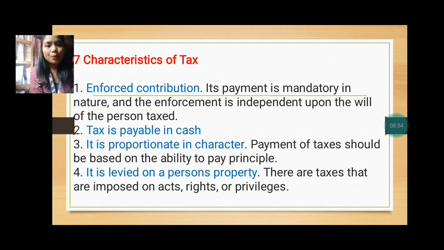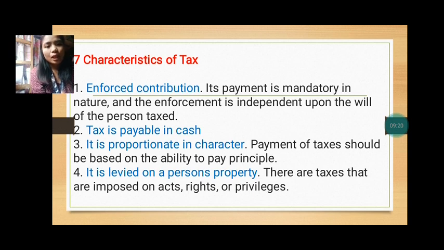Number 3, it is appropriate in character. Payment of taxes should be based on the ability to pay principle. Yung ability to pay principle is, it was believed na kung ano yung kaya ng isang taxpayer na ipambayad sa buwis niya is yun lang yung isisingilin sa kanya.